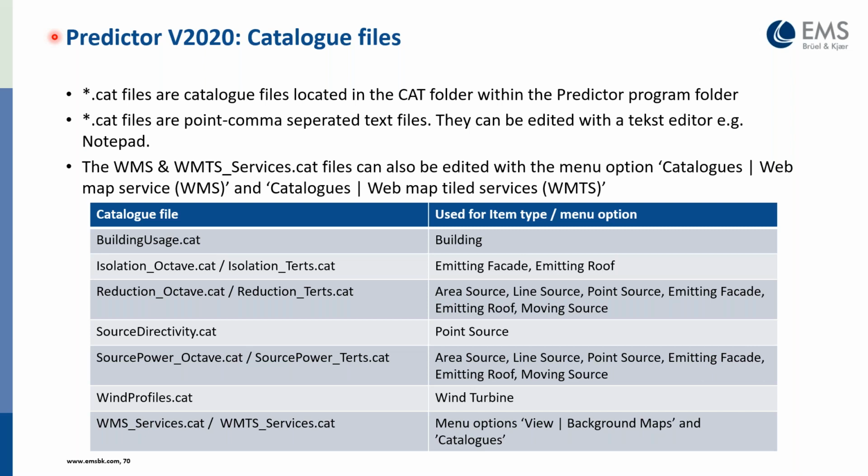Then there's a catalog wind profiles.cat, and that could be your local wind profile settings from your local meteorological station, and that's specifically for the wind turbine item. And there are web map services catalogs and a web map tiled service catalog, and that is used in the menu options view background maps, and of course the catalog menu option itself.